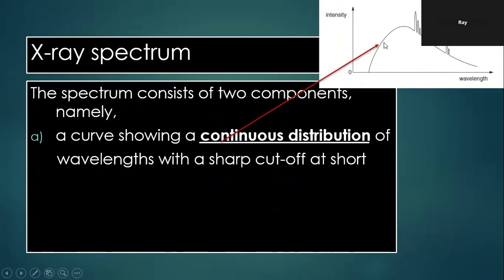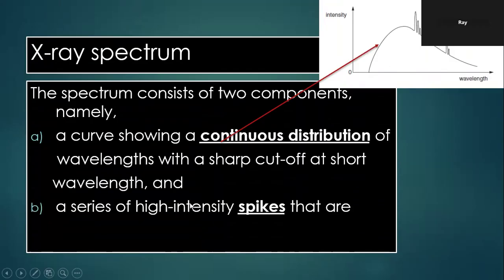With sharp spikes, right? These spikes are not in your syllabus. Cut off at short wavelength. A series of high intensity spikes. Right? There's continuous energy, and these are your spikes. And then it is cut off at the minimum wavelength. That's all you need to know, how to calculate that.